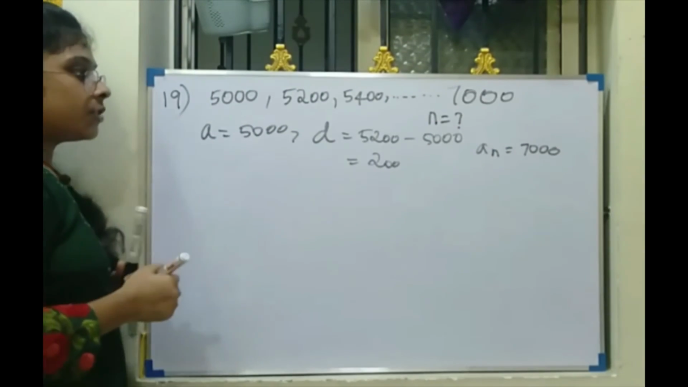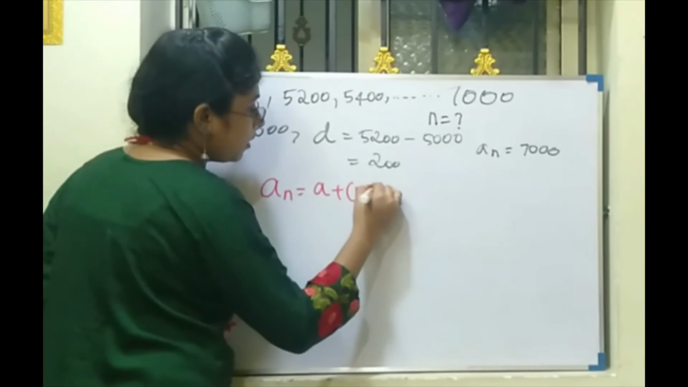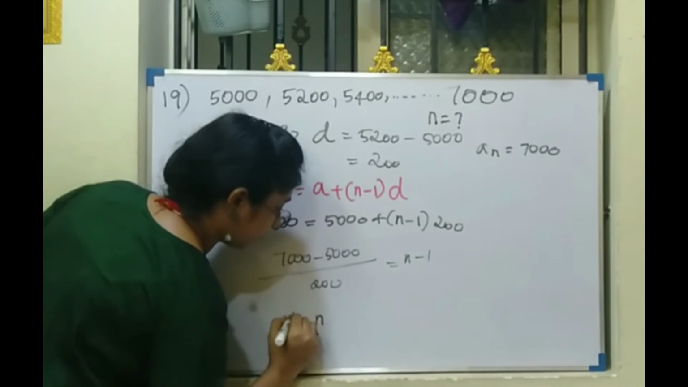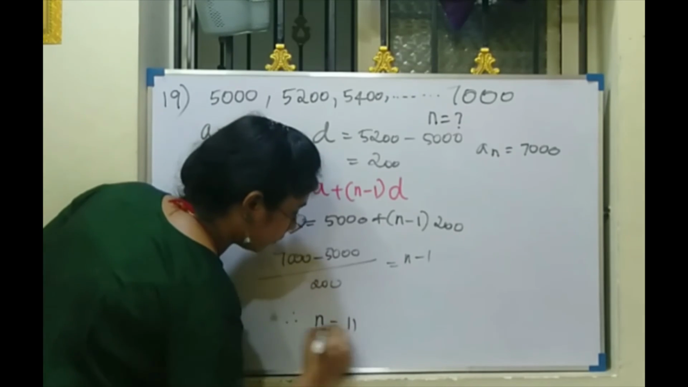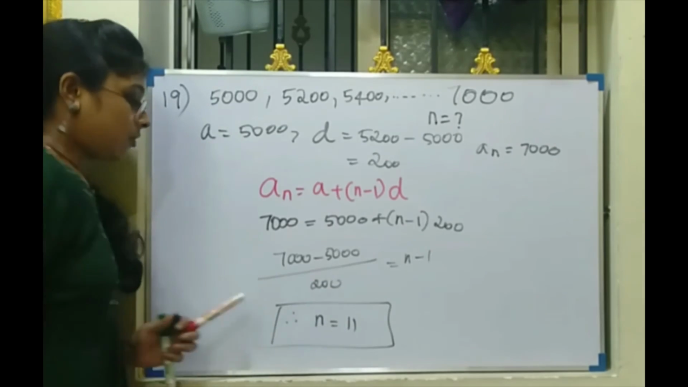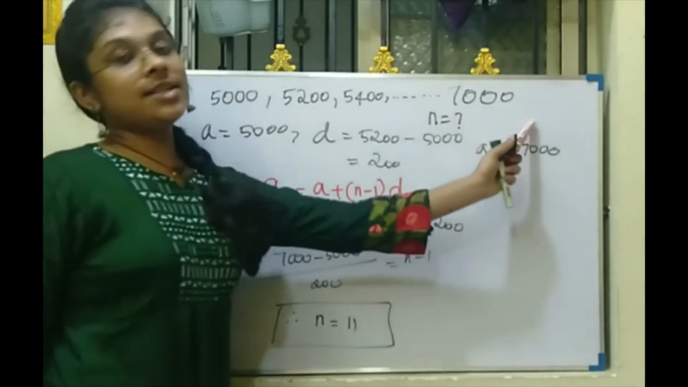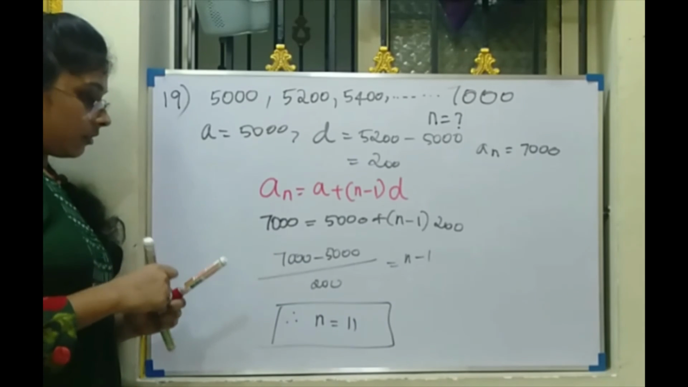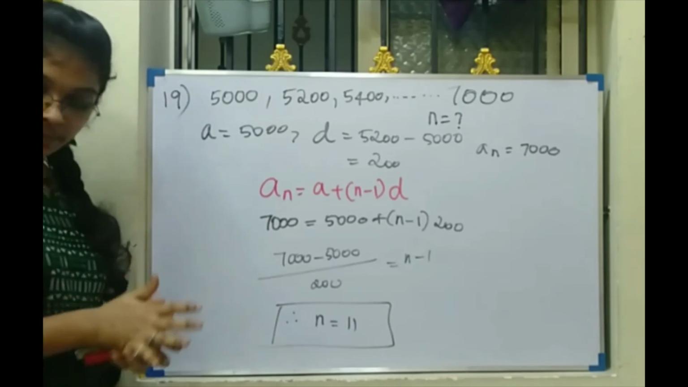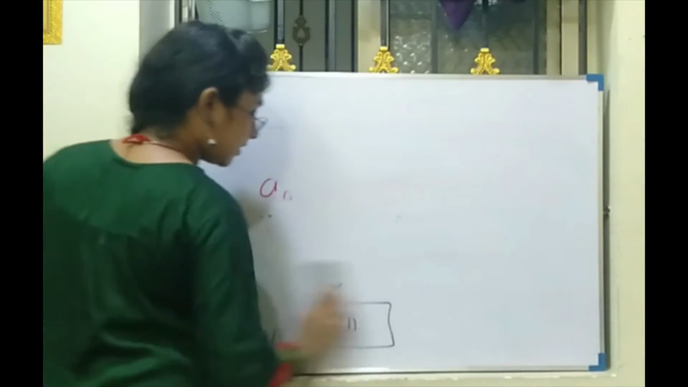So now guys, what is the formula for AN? AN is equal to A plus N minus 1 into D. Therefore, the number of years is 11. So, he has to work for 11 years to reach rupees 7,000. This is how the sum ends and it is a very easy sum. Now, let's move on to the last sum of this exercise.